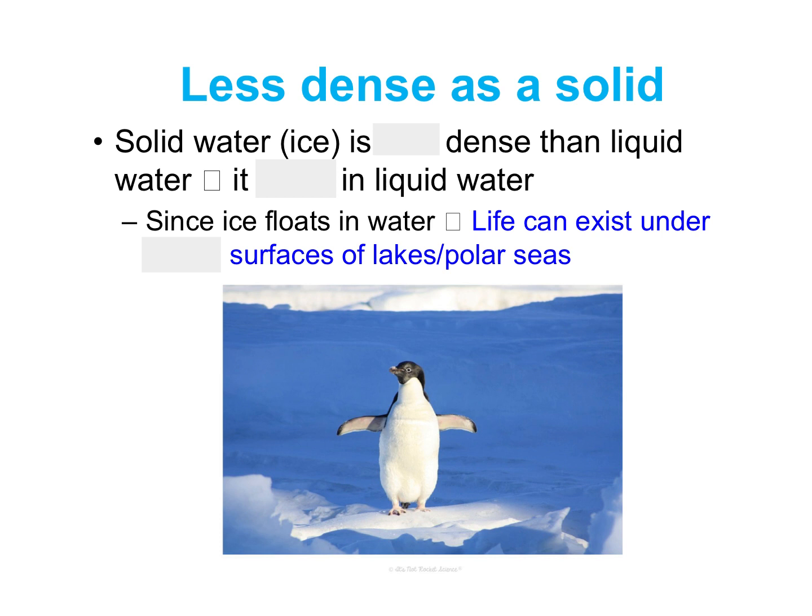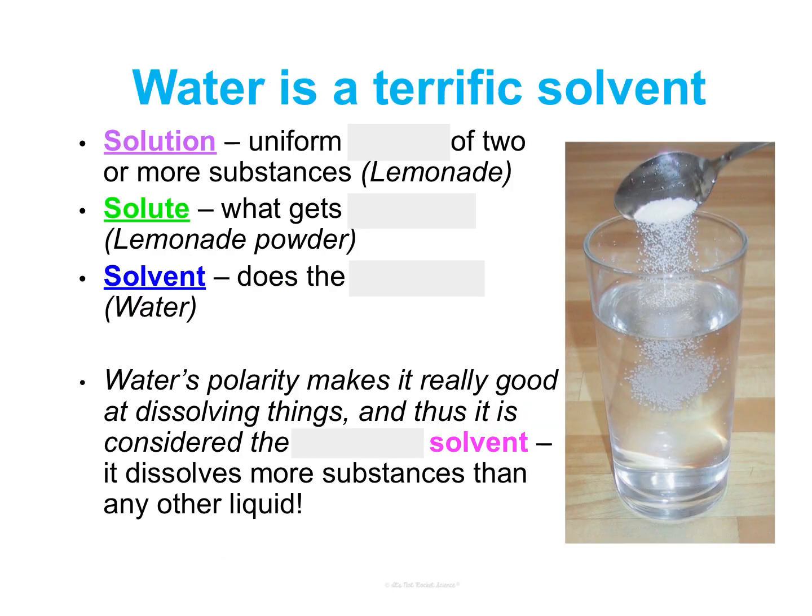All right, our next property of water is one you're probably familiar with, even if you didn't realize it, and this is that water is less dense as a solid, meaning that solid water, which we know is ice, is less dense than a liquid, which means that it floats in liquid water, which we know this. You can put an ice cube in a glass of water and it's going to float to the top. Since ice floats in water, this is good for life, meaning that life can exist under frozen surfaces in lakes and in our ocean.